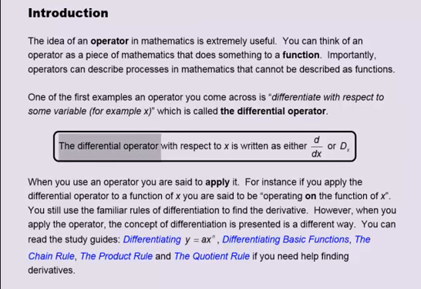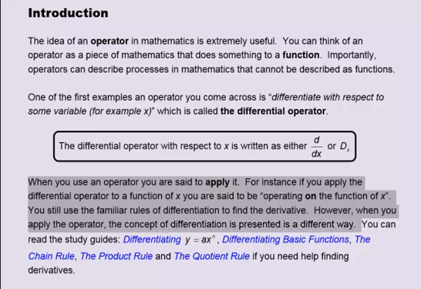The differential operator with respect to x is written as either d by dx or d subscript x. When you use an operator, you are said to apply it. For instance, if you apply the differential operator to a function of x, you are said to be operating on the function of x. You still use the familiar rules of differentiation to find the derivative. However, when you apply an operator, the concept of differentiation is presented in a different way.